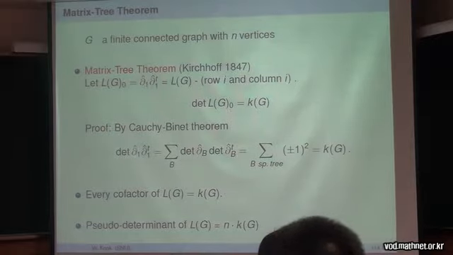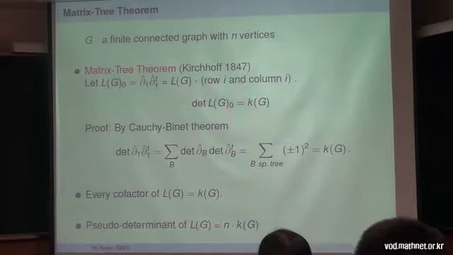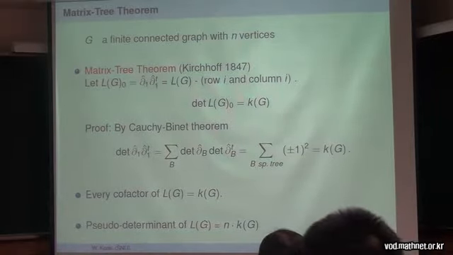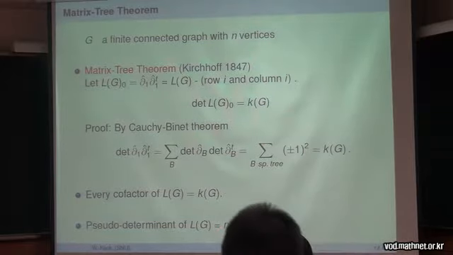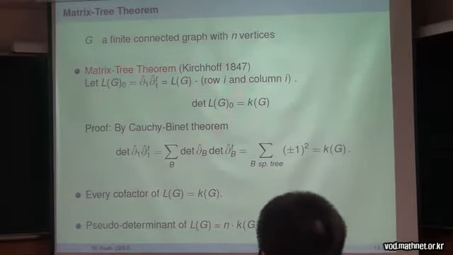And also for the pseudo-determinant of LG: the rank of LG is n minus 1, where n is the number of vertices. So the pseudo-determinant will be the sum of principal minors of size n minus 1, but each principal minor counts the number of spanning trees, and there are precisely n principal minors of size n minus 1, so that ends up giving us n times KG.